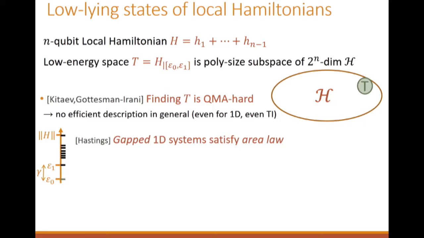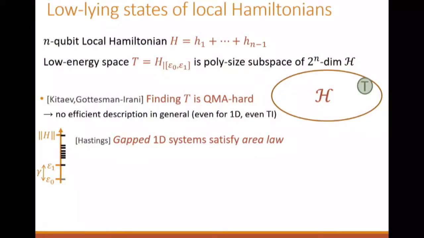Okay, but then physical intuition and proof by Hastings gives us one more structural element that we can impose on the Hamiltonian that is going to guarantee the existence of efficient representations. And this structural element is the existence of a gap in the spectrum. So if you assume that the ground state at ground energy epsilon 0 is well separated from the first excited state, so there's a constant gap between the two lowest possible energies, epsilon 0 and epsilon 1.